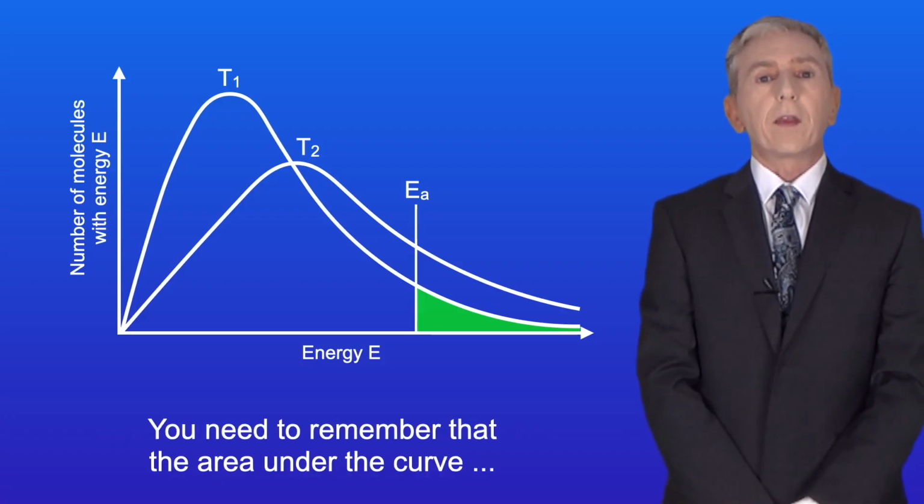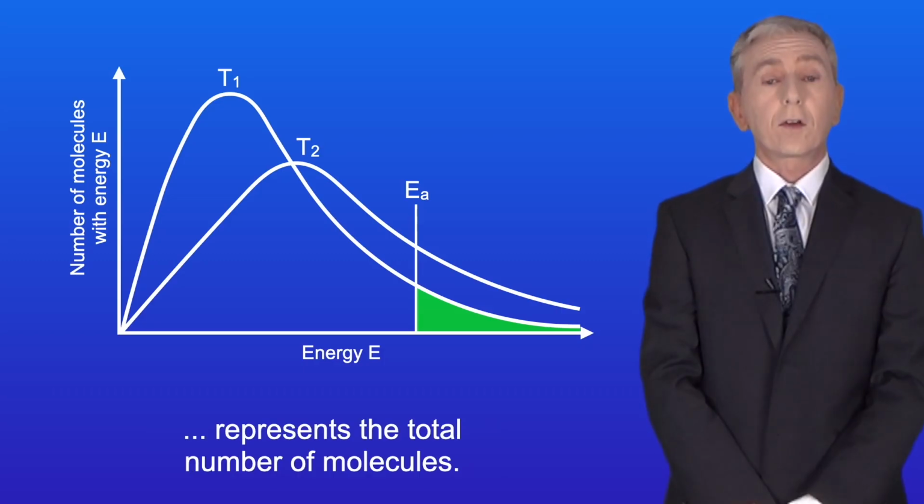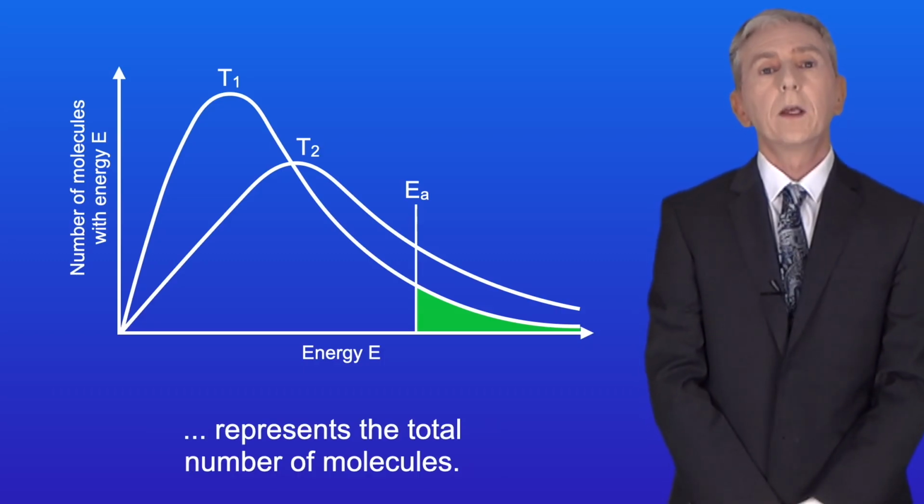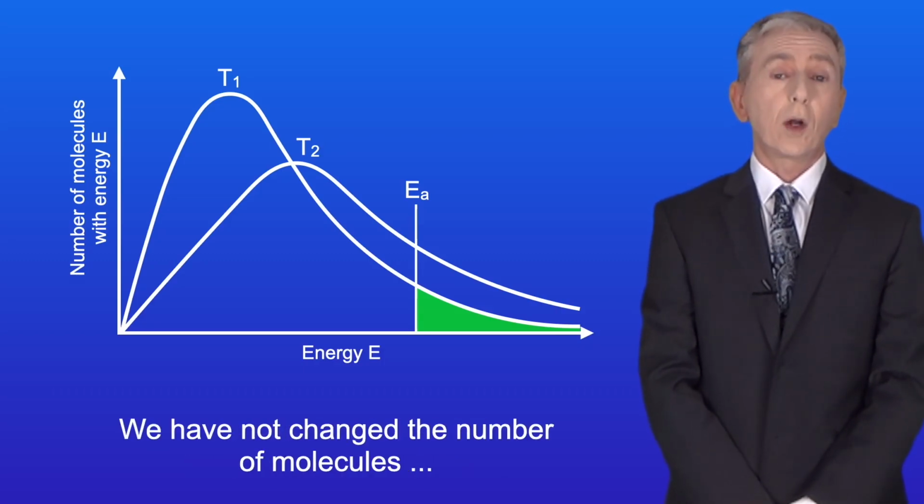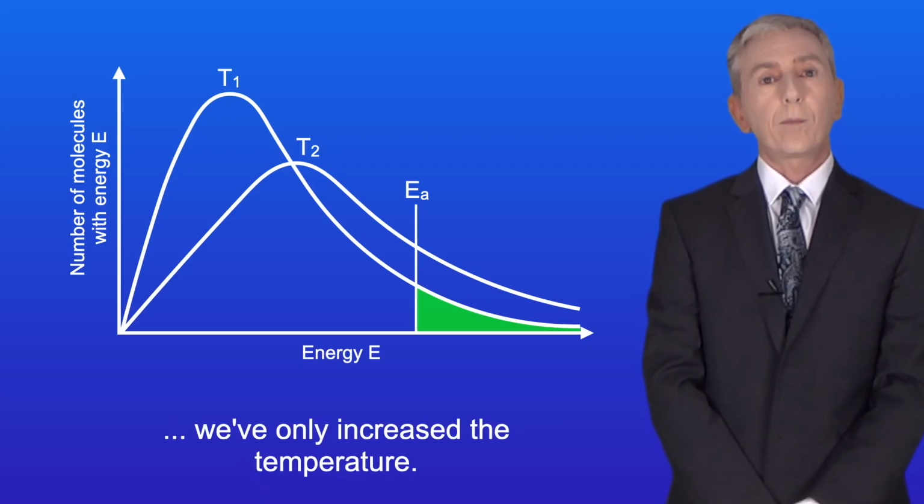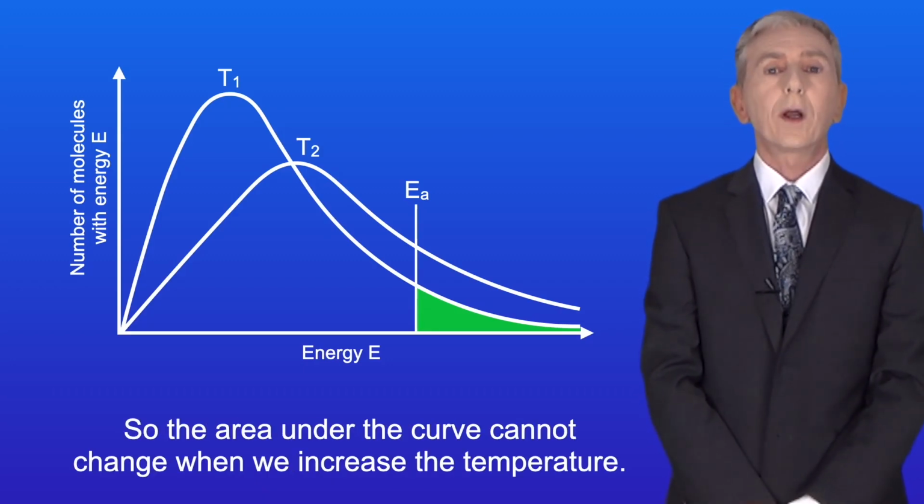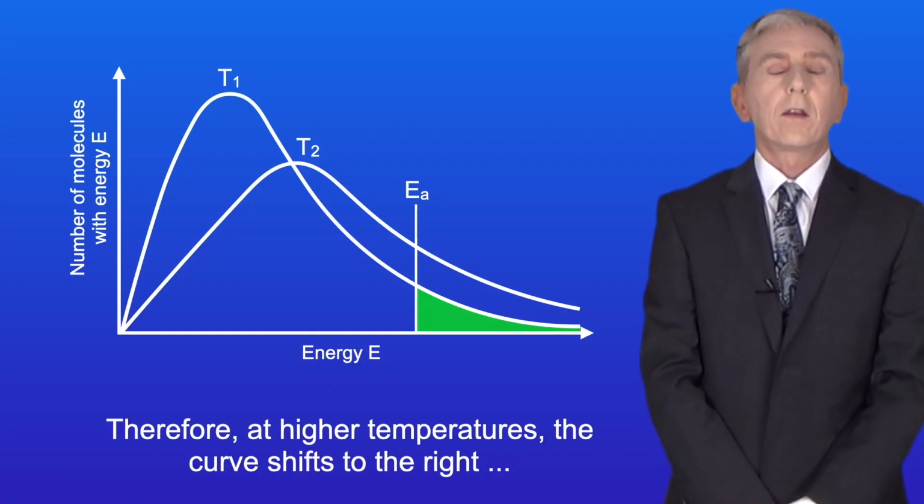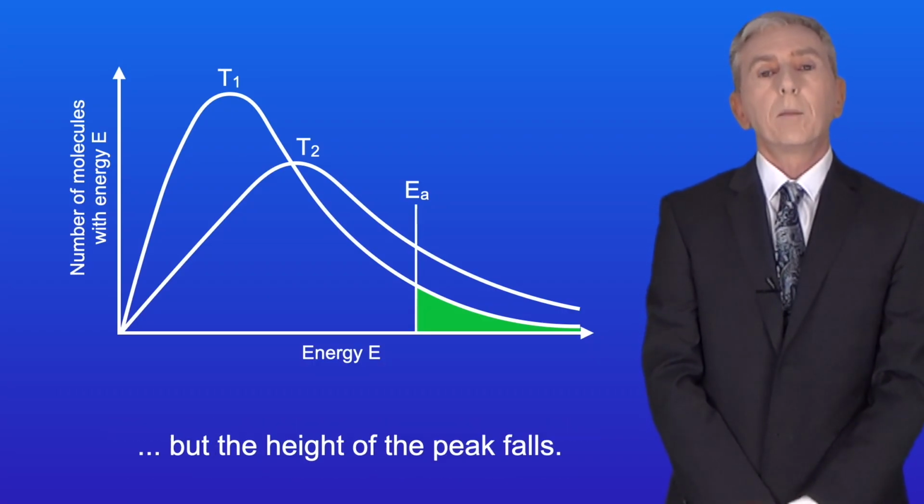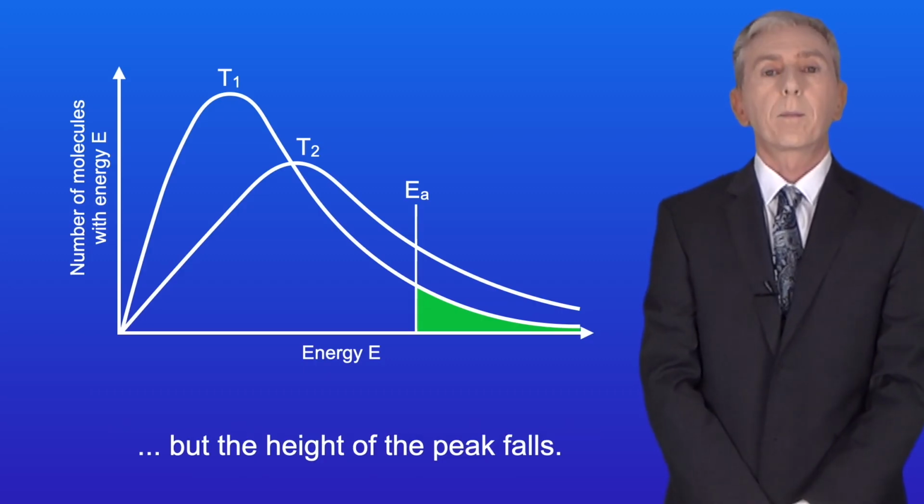You need to remember that the area under the curve represents the total number of molecules. We have not changed the number of molecules, we've only increased the temperature. So the area under the curve cannot change when we increase the temperature. Therefore, at higher temperatures, the curve shifts to the right, but the height of the peak falls.